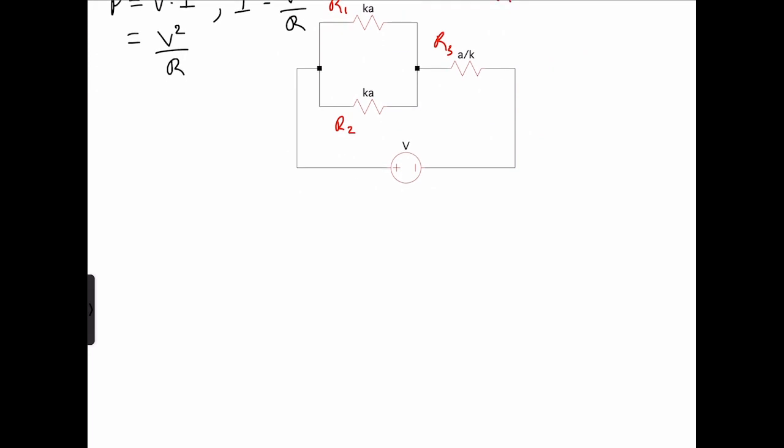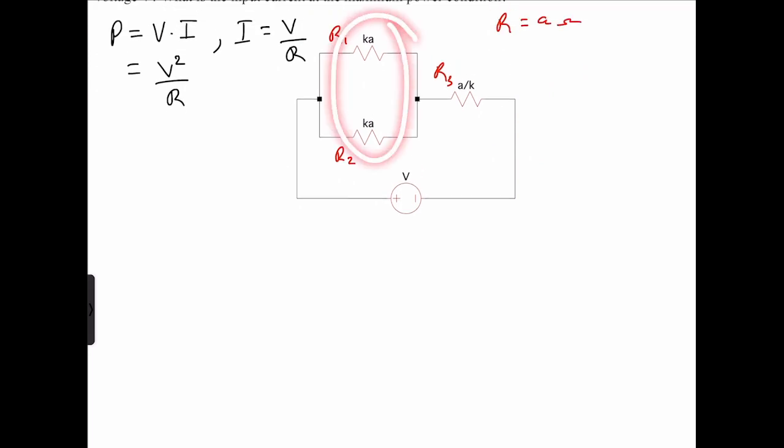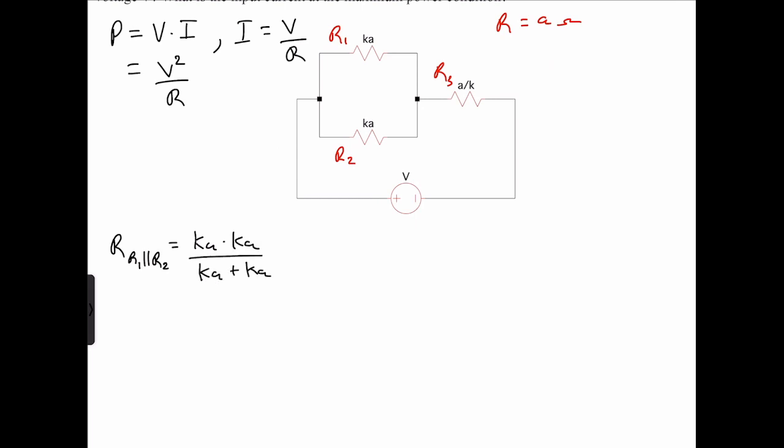We can start by combining the parallel combination. So we take R1 in parallel with R2. That's Ka times Ka all over Ka plus Ka, which is equal to Ka squared. We can just write that one time. So Ka squared divided by 2Ka will equal Ka divided by 2.